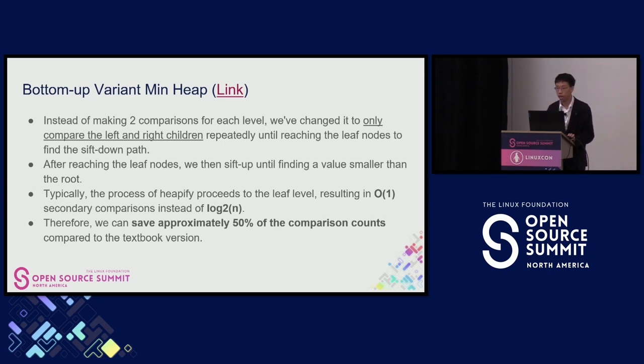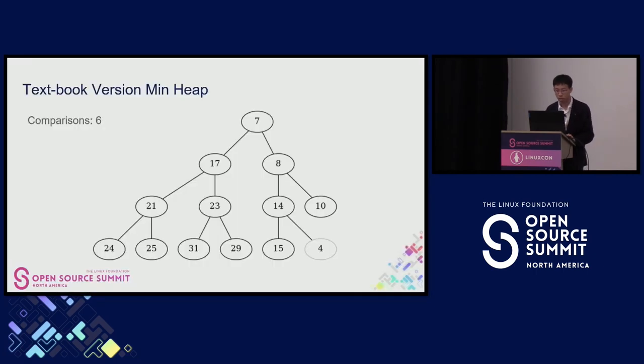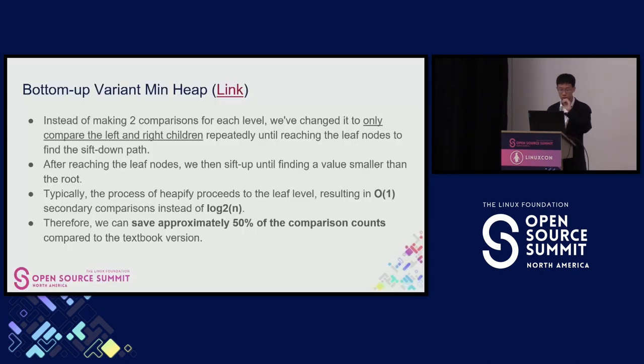We go back to its parent and compare it with the root node, to find where the root node should be swapped to. Normally the heapify operation will keep going until it is really close to the leaf level, because in a case like we show here, we take one of the leaf nodes to fill in the root node, so it will keep comparing and swapping to approach the leaf level. In terms of comparison number, we only need one comparison per level, so it will cost log n comparisons, and we will need only a constant number of secondary comparisons instead of log n secondary comparisons. By doing so, we could save approximately 50% of comparison counts when the heap is large enough.